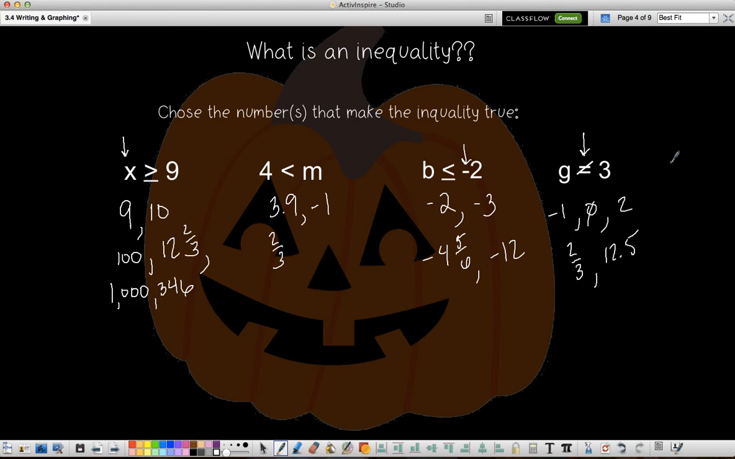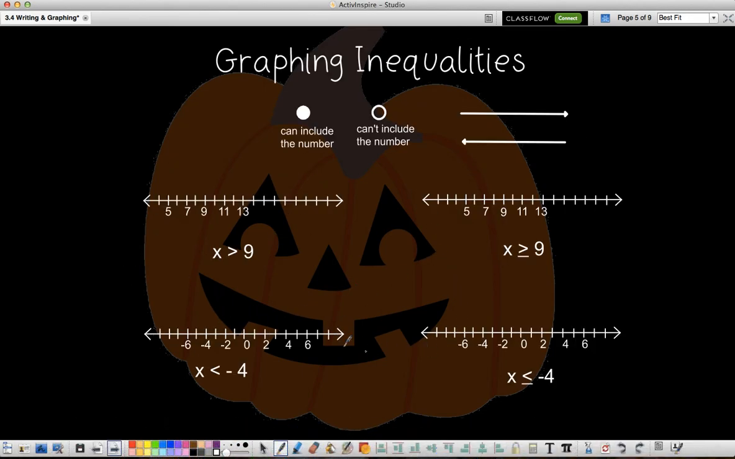So again, this is why we look at graphing inequalities. So you can see on a number line all of the possible answers, and you don't see all the possible answers, but you can look at it and say, okay, anything that fits on this line would be a solution. All right, so let's take a look at what I mean by that.